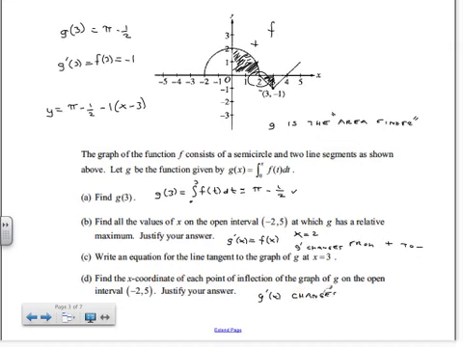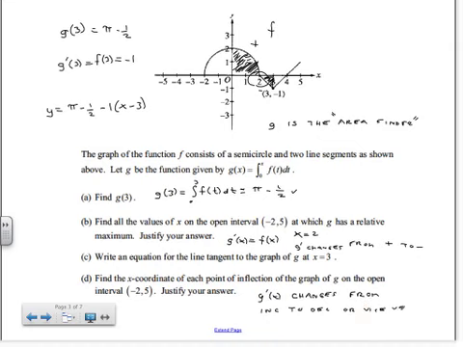In part B, we calculated g prime to be f. So I can look at the graph of f and just determine where that graph changes from increasing to decreasing or vice versa. I can see that f has a local max at 0 and a local min at 3. And so those will be my two values that are points of inflection for the graph of g.